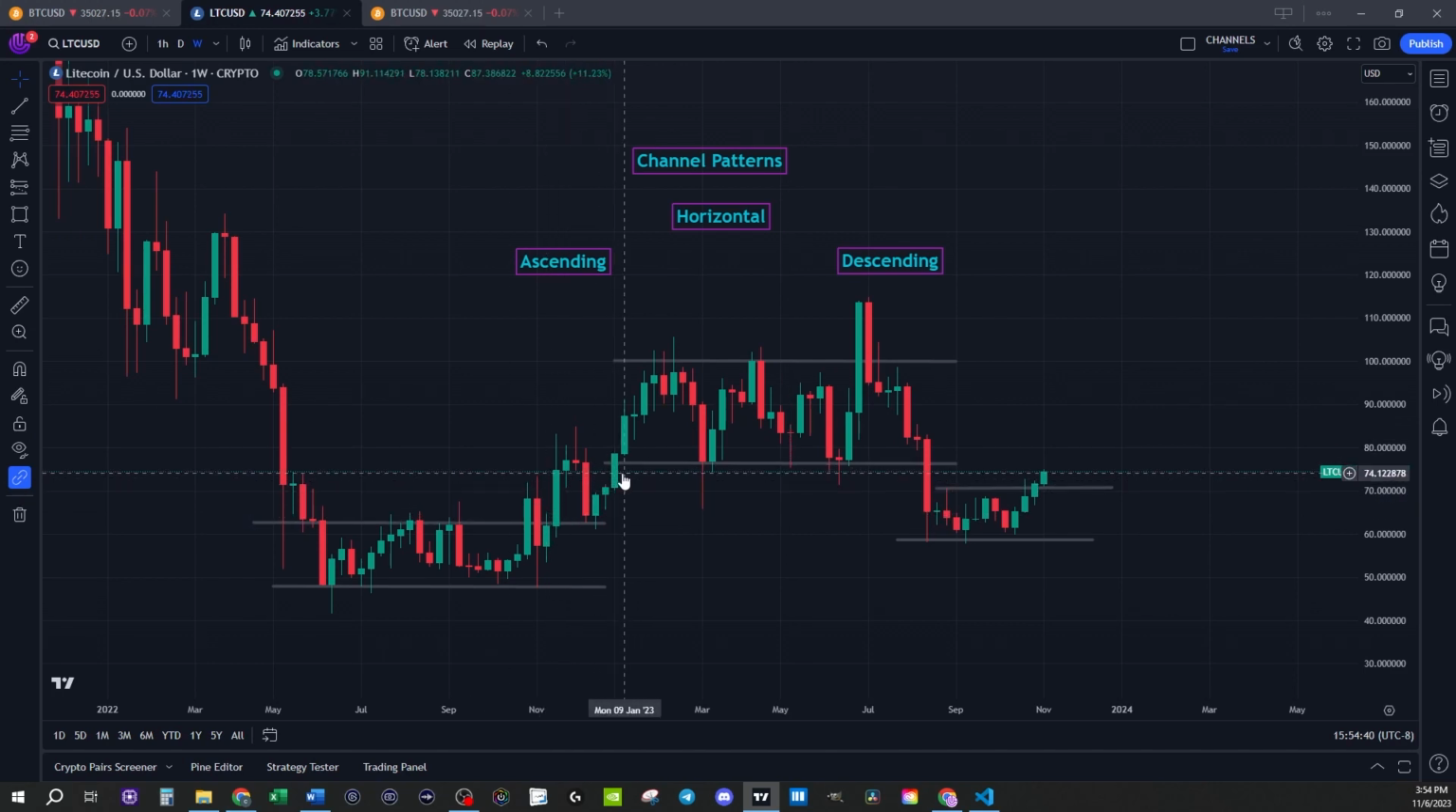So these patterns are really simple. For them to be valid, they only need 4 touches minimum, meaning 2 upper and 2 lower. But of course, the more the better. Now, here we're going to cover horizontal channel patterns. For ascending and descending channels, their philosophy is almost identical.